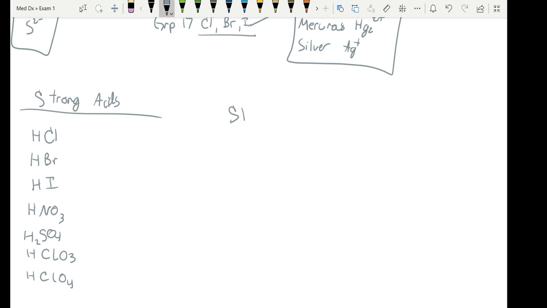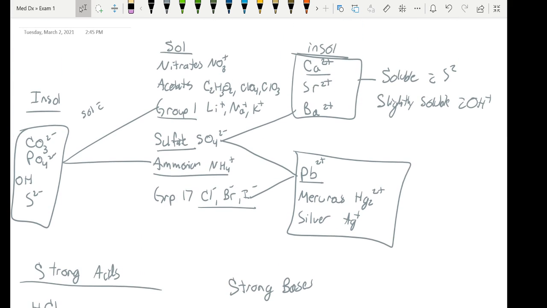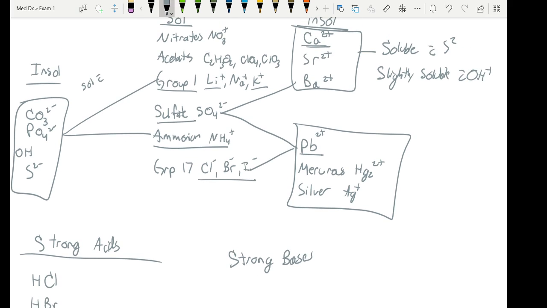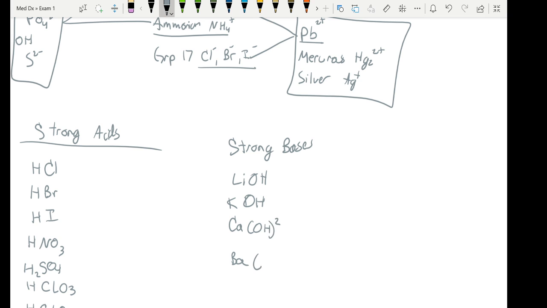And then you got your strong bases. It should be your lines right here. So it's going to be lithium, potassium, calcium, and then barium. So it's Li, K, Ca, and then Ba. So lithium hydroxide, potassium hydroxide, calcium hydroxide, and then barium hydroxide.